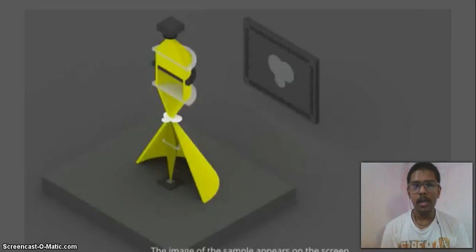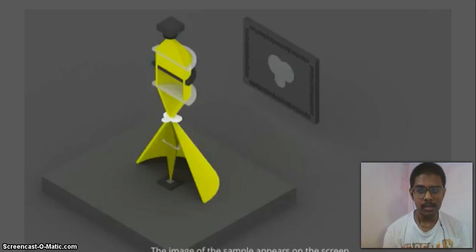What are the mechanisms of image formation? Here I have shown the optical pathway of dark field microscopy, where you can see this is the light source where light is coming from, and these are a set of condenser lenses.